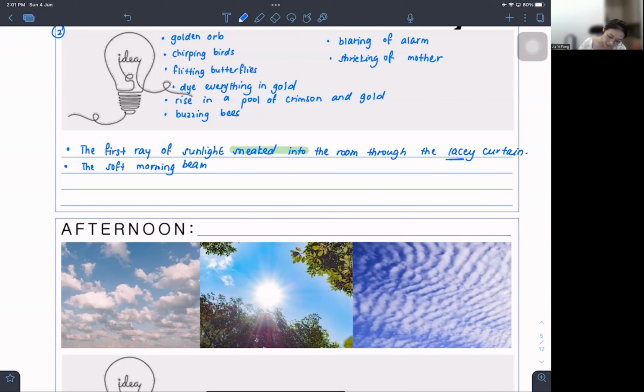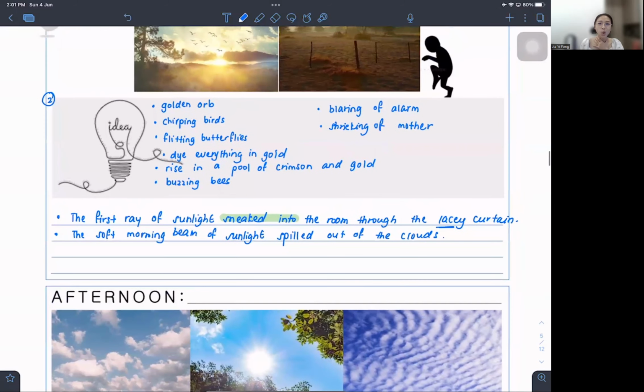So come, let's put it down. The soft morning beam of sunlight spill out of the cloud. Okay, my second sentence is describing this picture. So you see, all the sunlight, it's so strong. I can see all the sunlight as if it is spilling out.